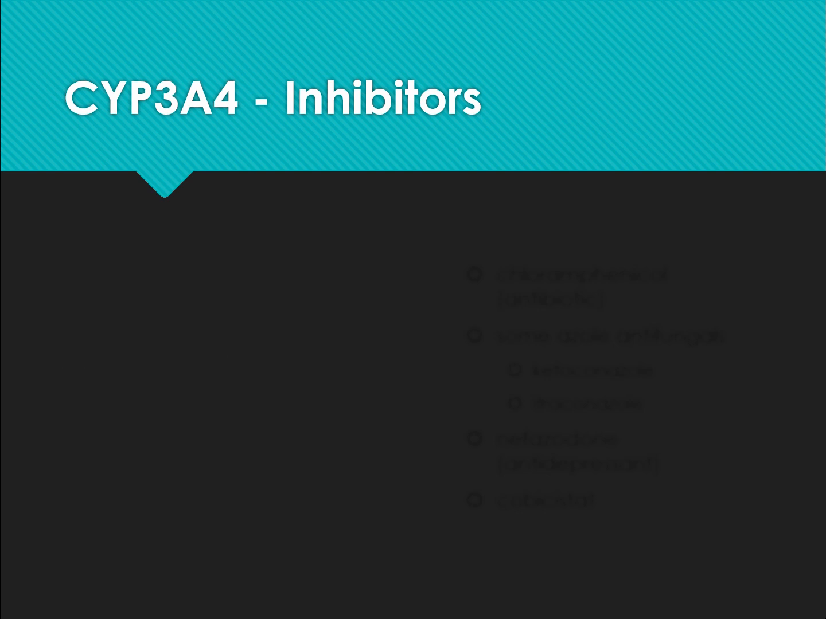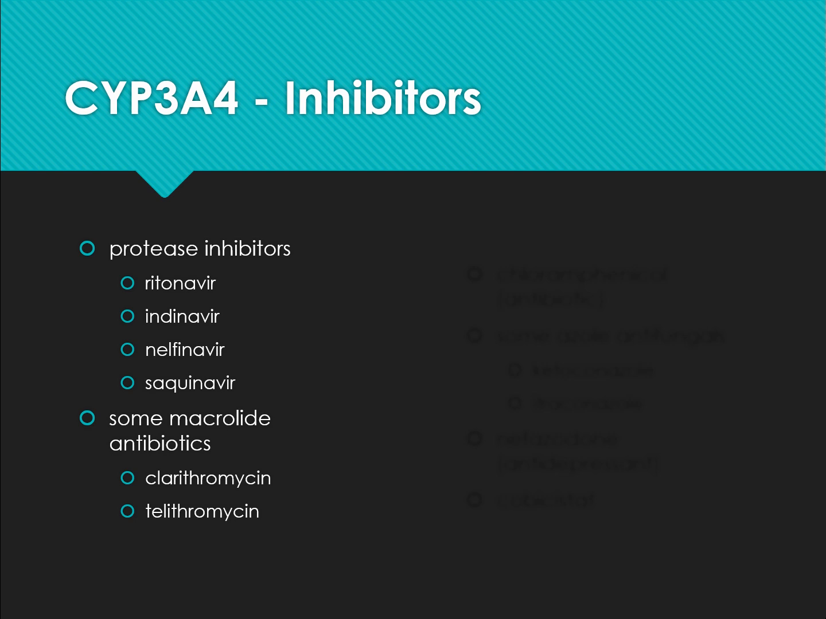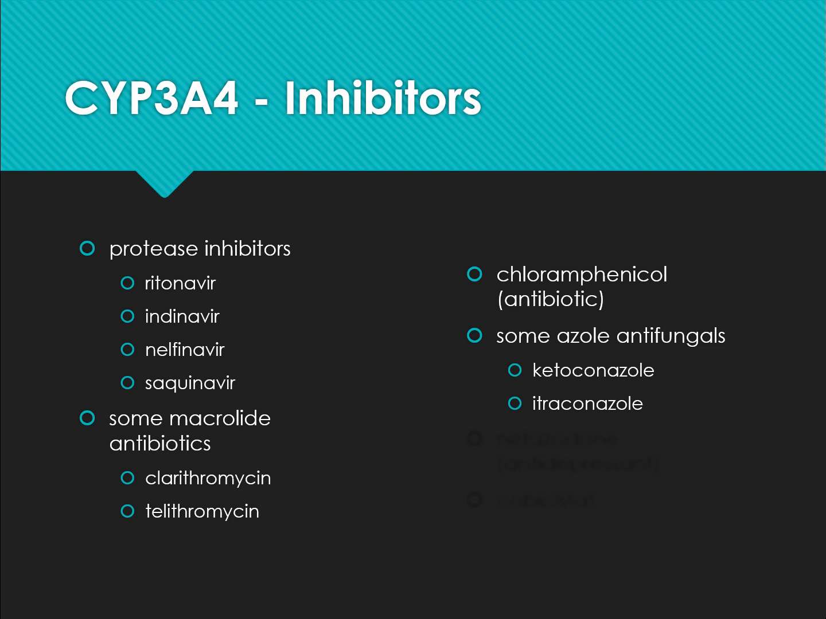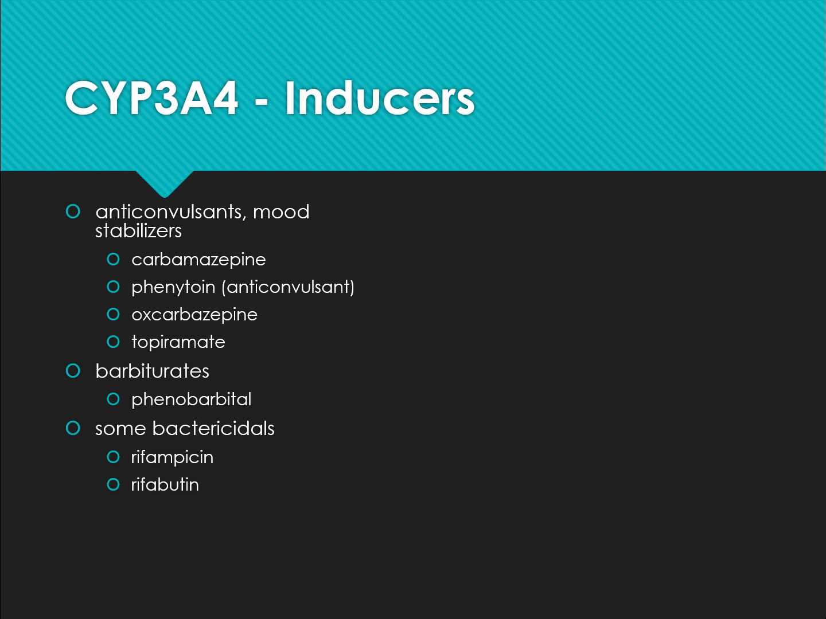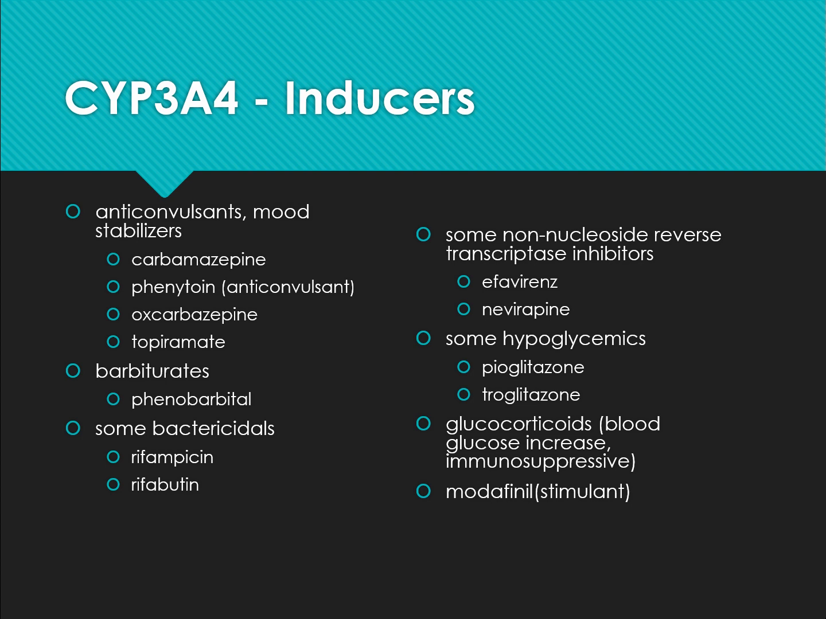Some examples of CYP3A4 inhibitors are protease inhibitors like ritonavir, indinavir, nelfinavir, saquinavir; macrolide antibiotics such as clarithromycin and chloramphenicol; some azole antifungals such as ketoconazole and itraconazole, and nefazodone, cobicistat. Some CYP3A4 inducers are anticonvulsants and mood stabilizers like carbamazepine, phenytoin, oxcarbazepine, topiramate, barbiturates like phenobarbital, and some bactericidals like rifampin and rifabutin. Non-nucleoside reverse transcriptase inhibitors like efavirenz, nevirapine, hypoglycemics such as pioglitazone and troglitazone, glucocorticoids and modafinil are all CYP3A4 inducers.